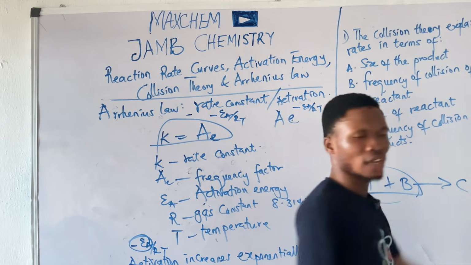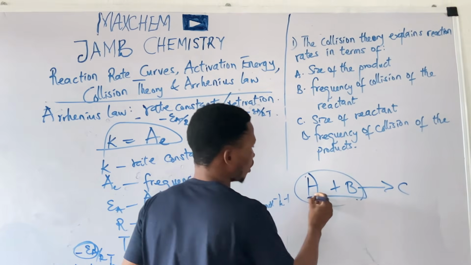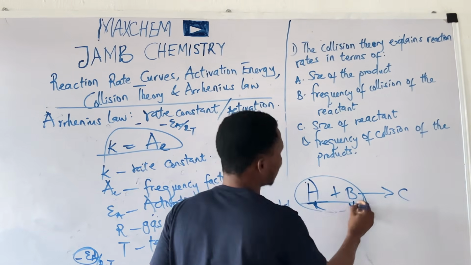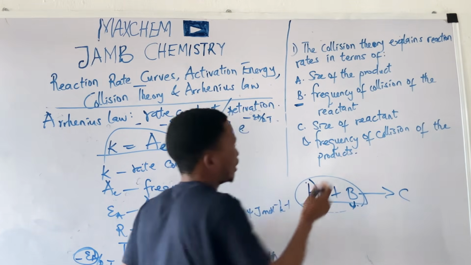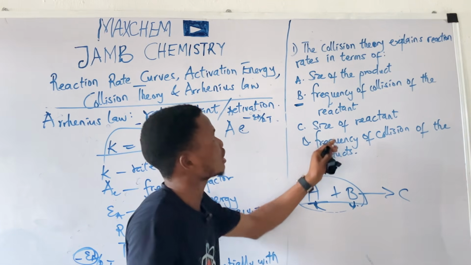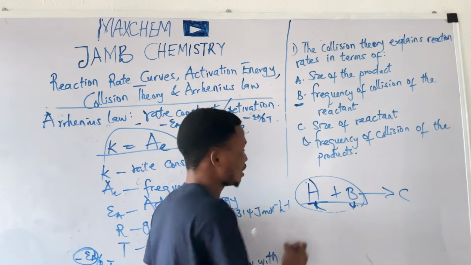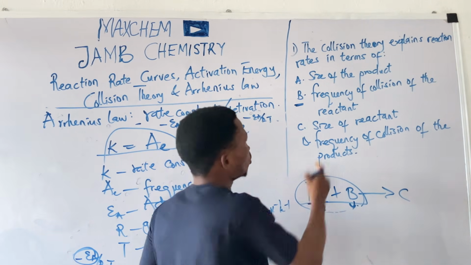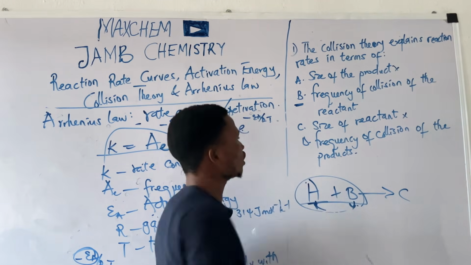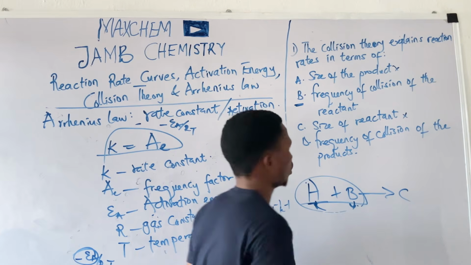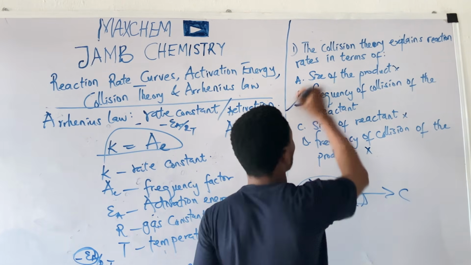Frequency of collision of reactants. The frequency of collision, that is the frequency of the collision between this and this. I think this is correct, but let's move on. The size of reactants: we are not talking about the size of reactants in collision theory, we are talking about the size of the particles. So this is not there. Frequency of collision of products: we are not talking about collision of products, we are talking about collision of reactants. So this is the answer.